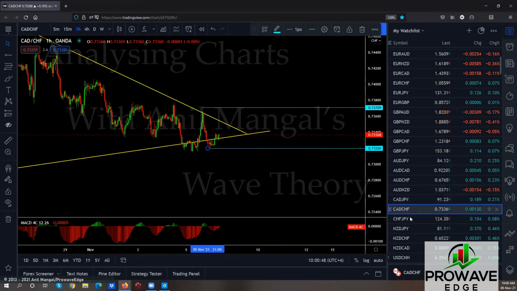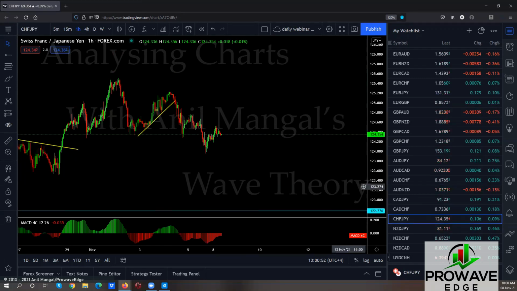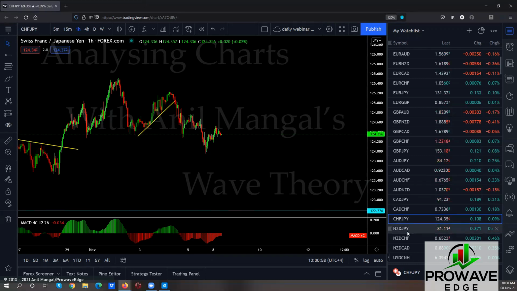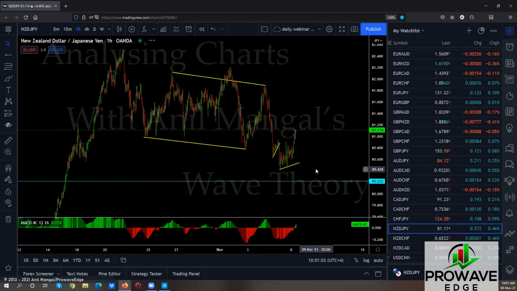So let's see. Swiss yen. You're getting a sell setup. It's kind of consolidating here. You can see that. Look for a drop. New Zealand yen. Sorry. This pulled back pretty deep.